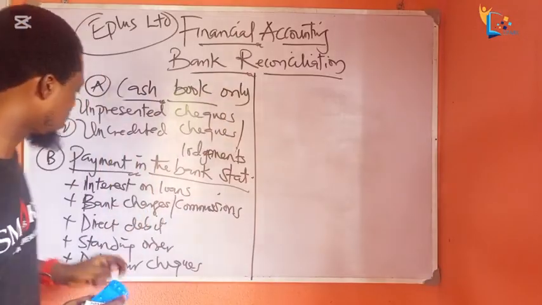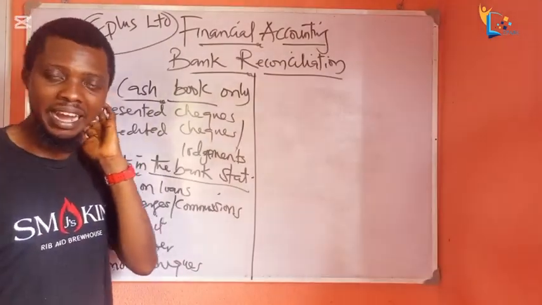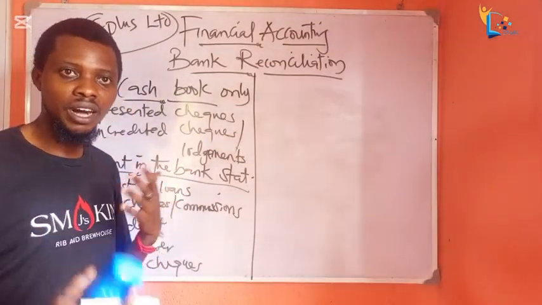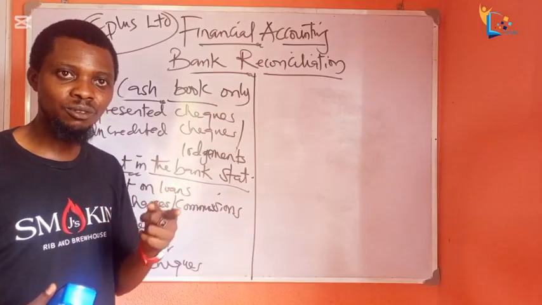Are we together? Now, when we say interest on loans, what we mean is maybe you take out a loan from the bank and monthly the bank deducts some amount of money as interest from your account.